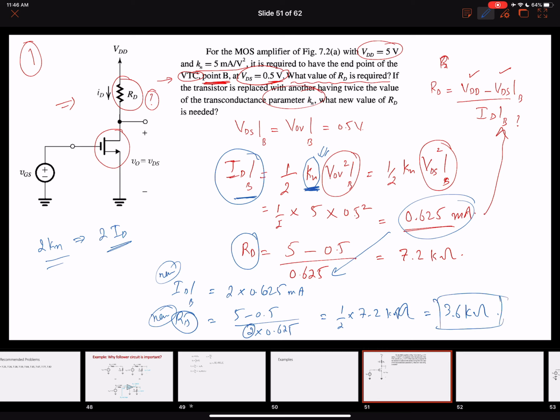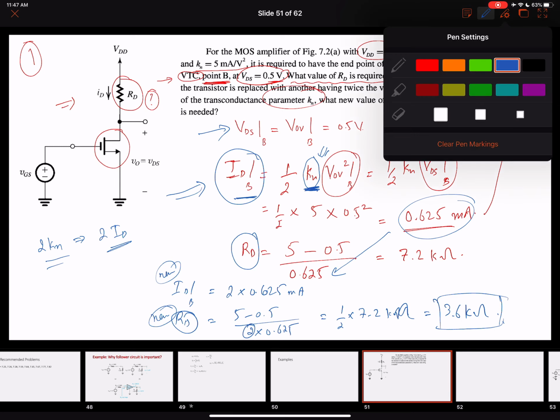Right, so it was a very simple question in which we want to operate a transistor at the edge of the saturation, which was point B on the voltage transfer characteristics. And we know that the value of the current is given by our regular saturation current equation. We know that at the edge of the saturation, our overdrive voltage and the drain to source voltage are exactly equal. So just having these basic concepts can solve this problem very easily.